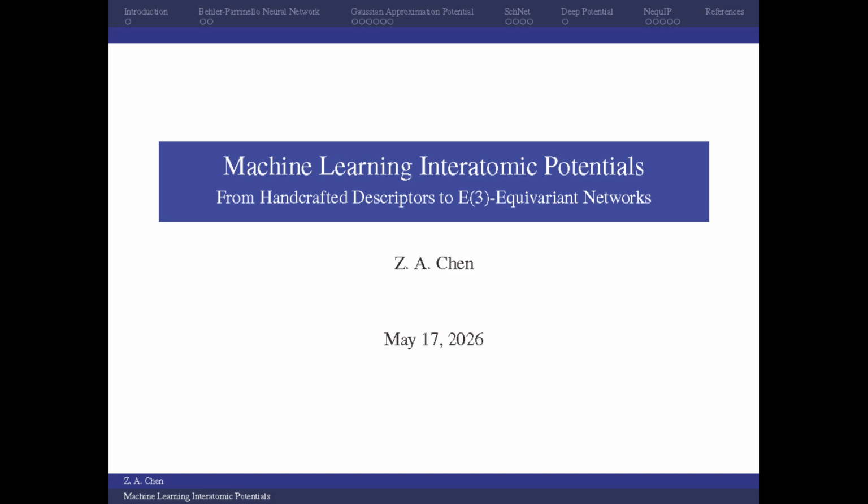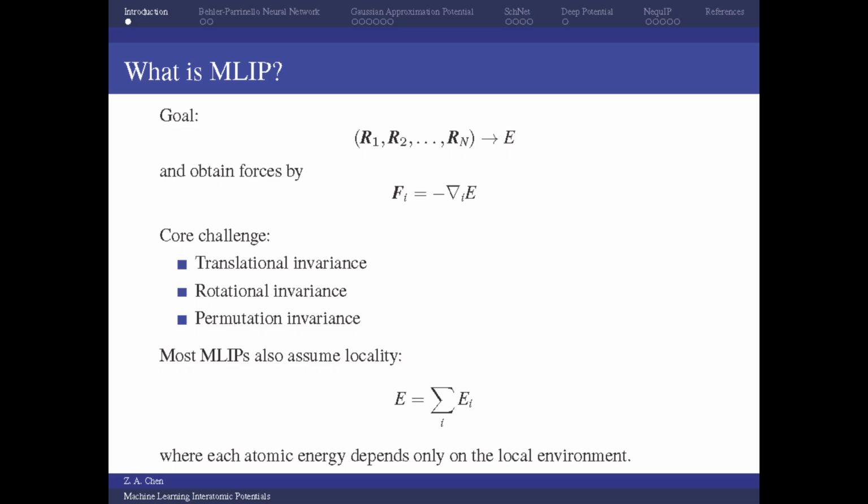Hello everyone. Today I want to give a brief introduction to Machine Learning Interatomic Potentials, or MLIPs. The main topic of this talk is how the field evolved from handcrafted descriptors to modern equivariant graph neural networks. The goal of MLIP is to approximate the potential energy surface of atomic systems.